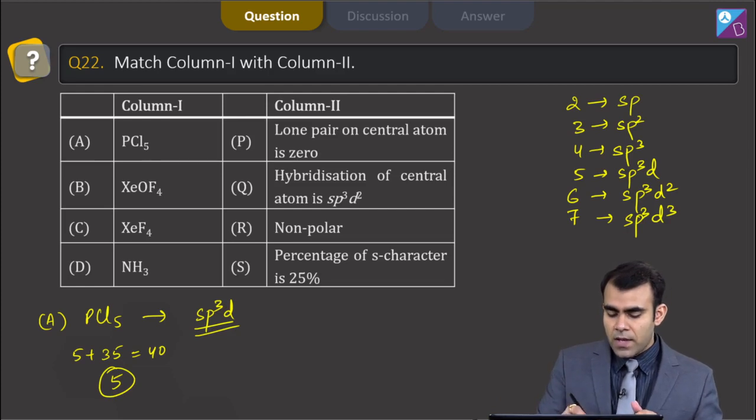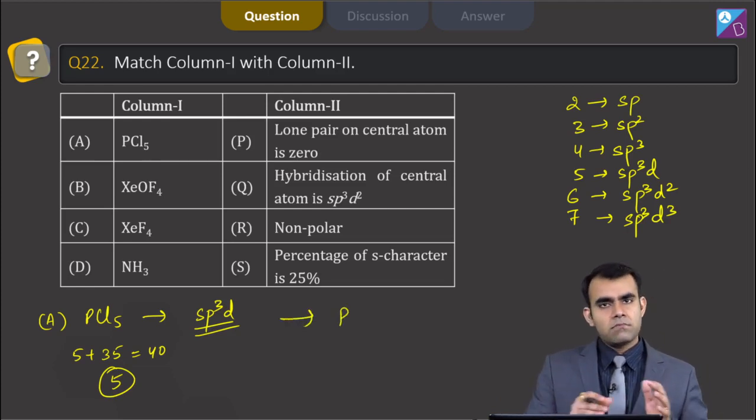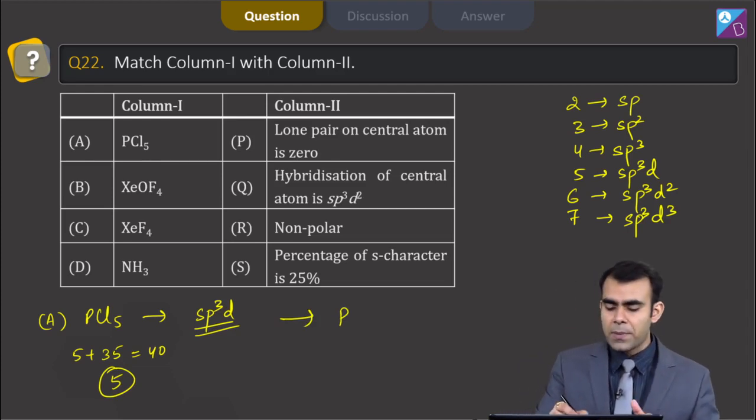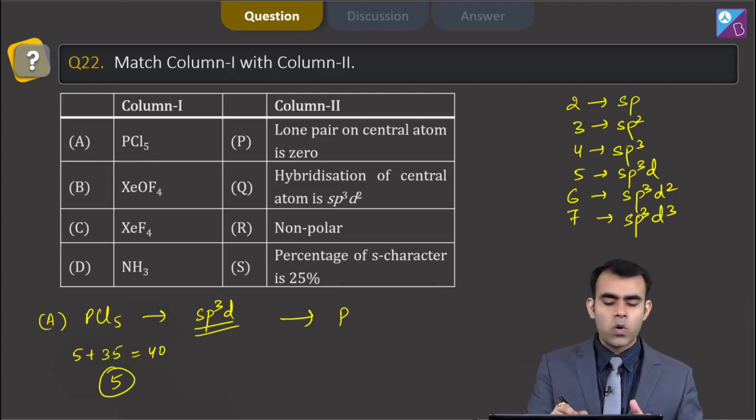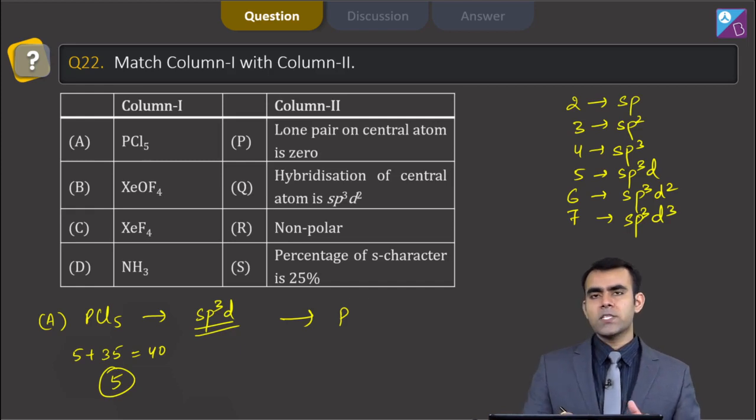So, lone pair on central atom is 0. Yes, this is correct. There are no lone pairs on the central atom. Hybridization of central atom is sp3d. Yes, this is correct. Is the compound polar? No, it is incorrect. The compound is non-polar.